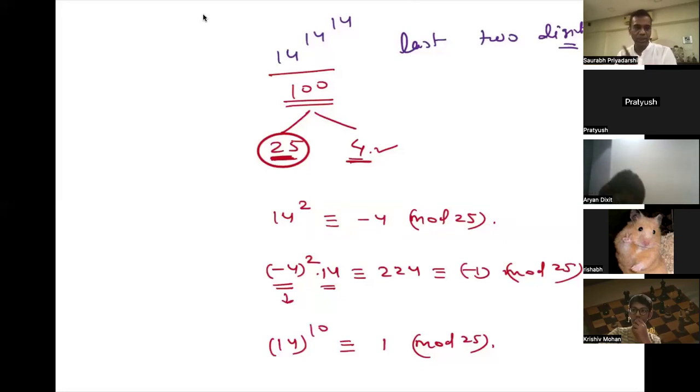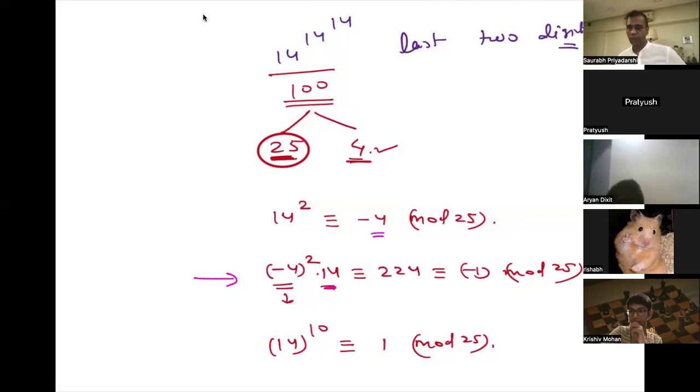So the number is coming as minus 1, but I need plus 1. So I'm going with the square of that number. We have already taken up to this step, we have taken the power 5. Here we have power 2 and power 1, so the total power is 5, and squaring that power, I'm getting 14 to the power 10 congruent to 1 mod 25.